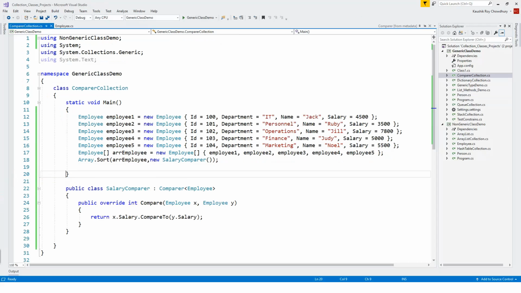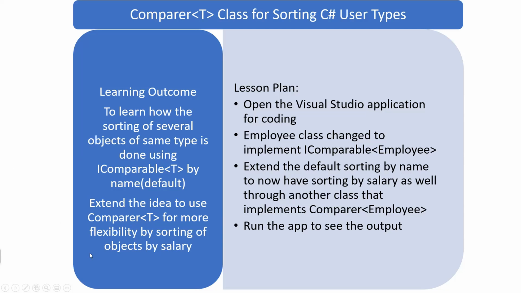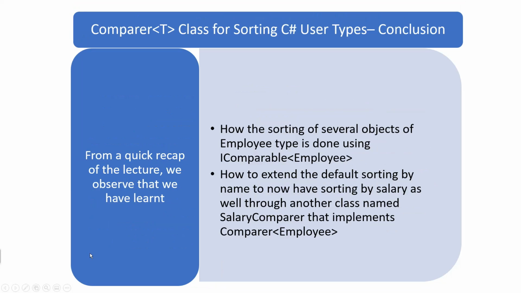So basically that's it. And before leaving, we'll recap. From a quick recap of the lecture, we see that we have learned how the sorting of several objects of the employee type is done using IComparable Employee, and how to extend the default sorting by name to now have sorting by salary as well through another class named SalaryComparer that implements Comparer Employee. That's it.